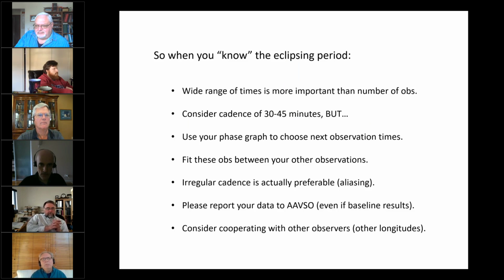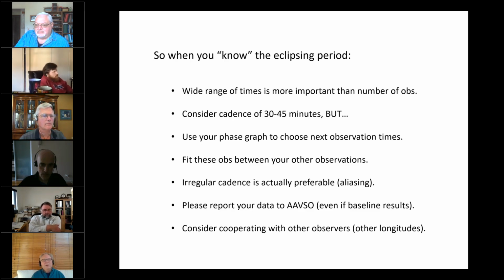When you know the eclipsing period, or you think you do, then a wide range of times is more important than sheer number of observations. Consider a cadence of 30 or 45 minutes, but use your phase graph as you build it to choose the next observation times. Fill in gaps in your phase graph and fit these observations between your other observations that you're doing. Now, in fact, an irregular cadence is actually preferable to a very, very regular cadence.